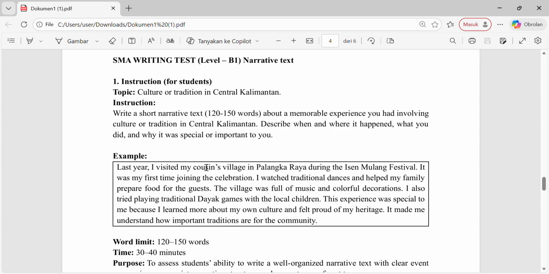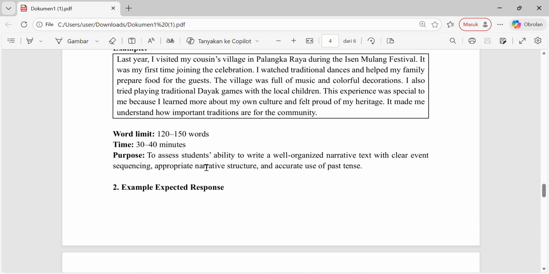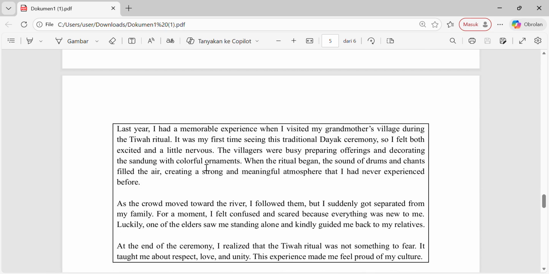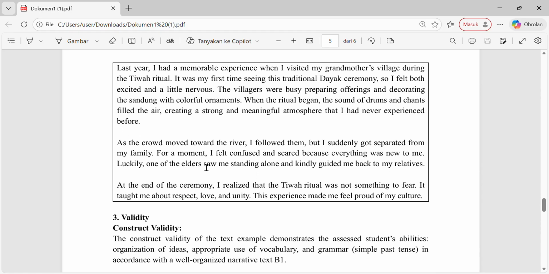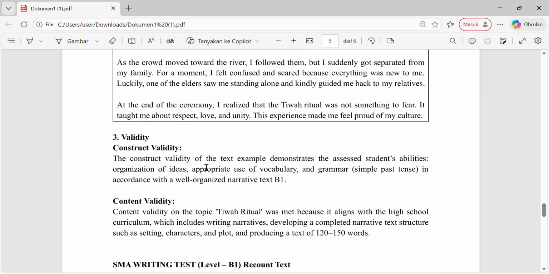The example shows how students understand the kind of writing we expect, especially how to use the past tense and organize ideas clearly and keep the story simple but meaningful. It also shows how a narrative should flow from beginning to end. And you can also see the expected answer explained on the screen, so you can check it directly.